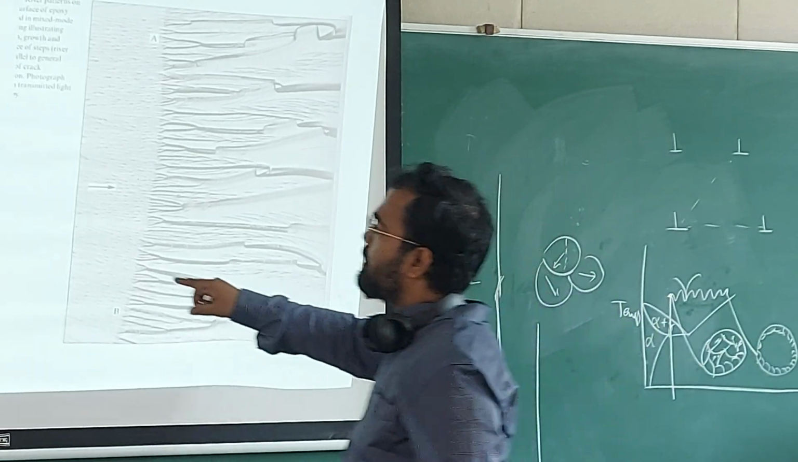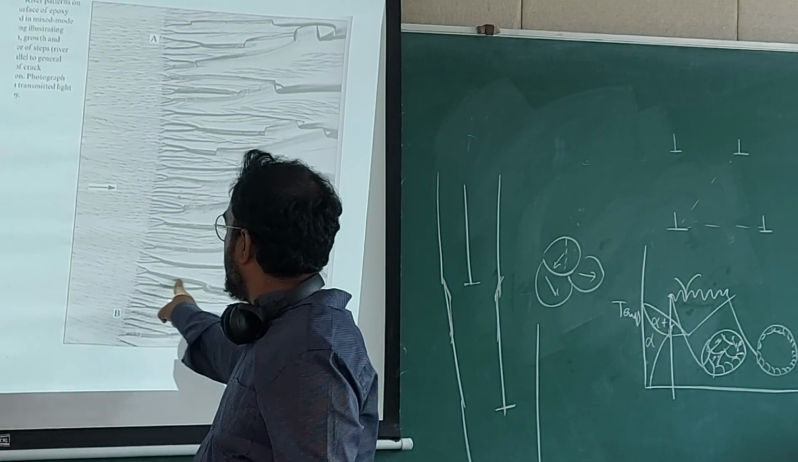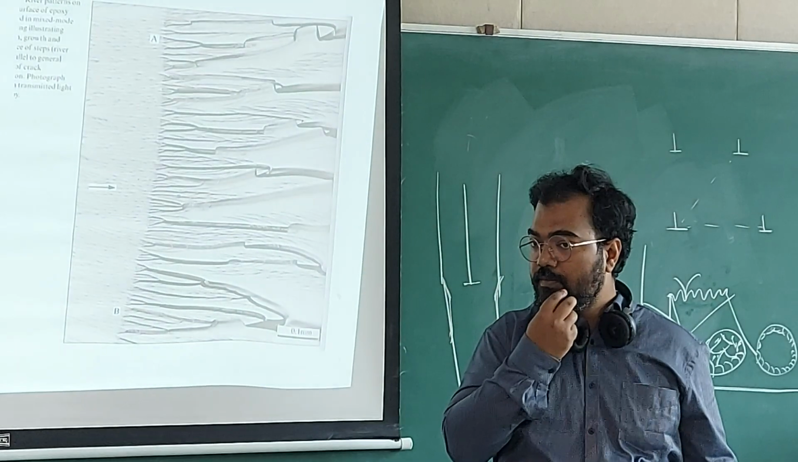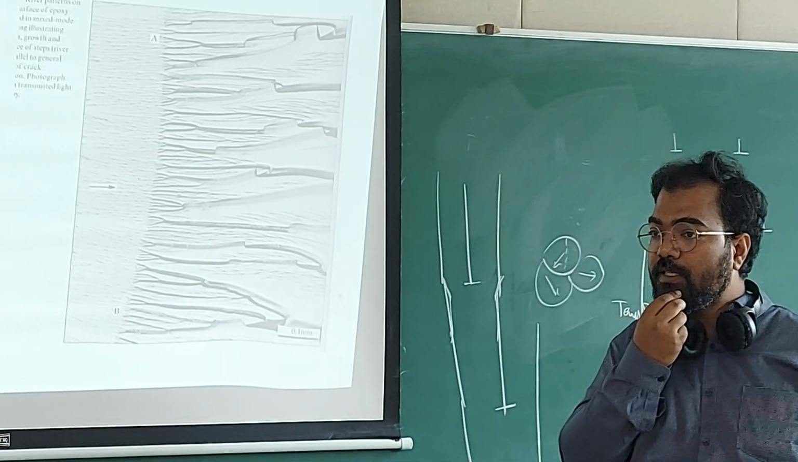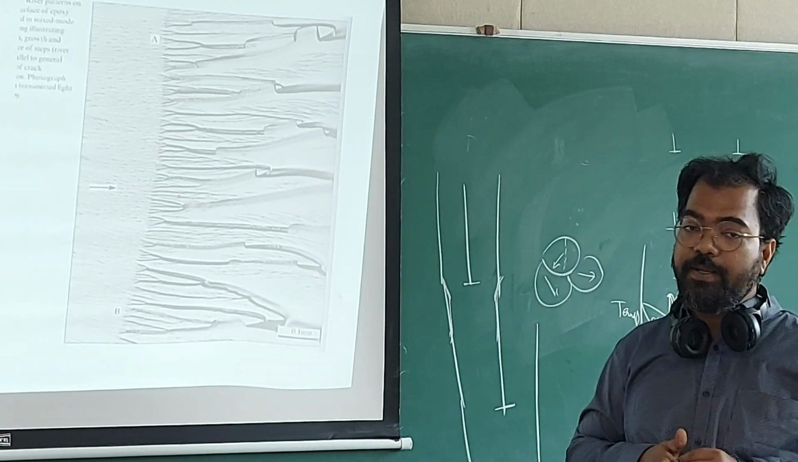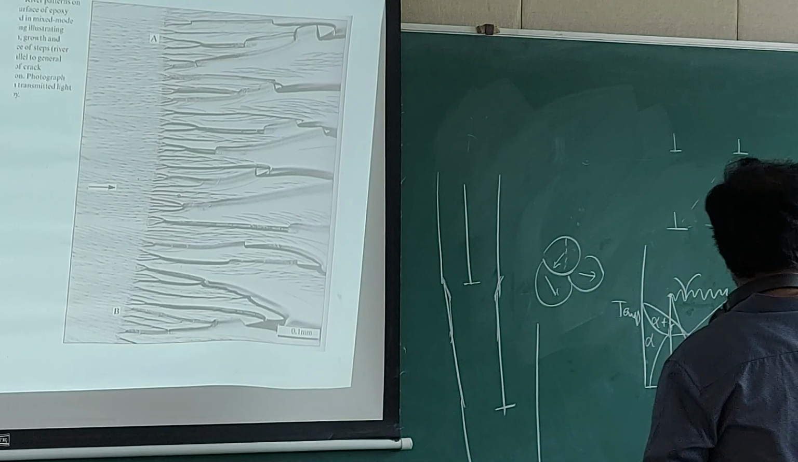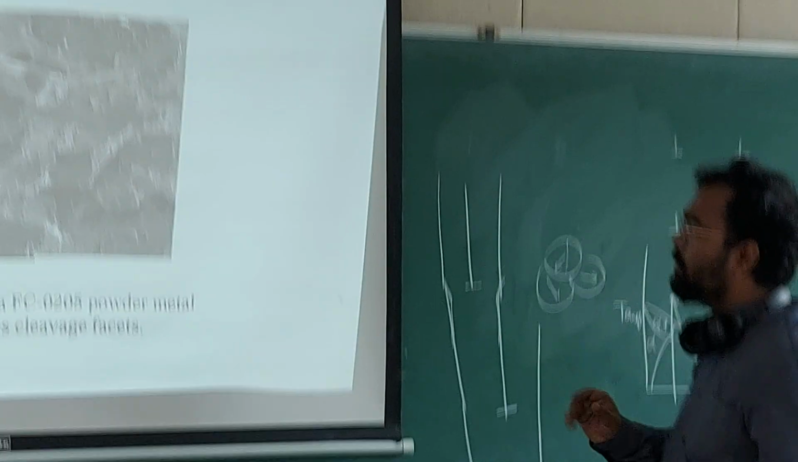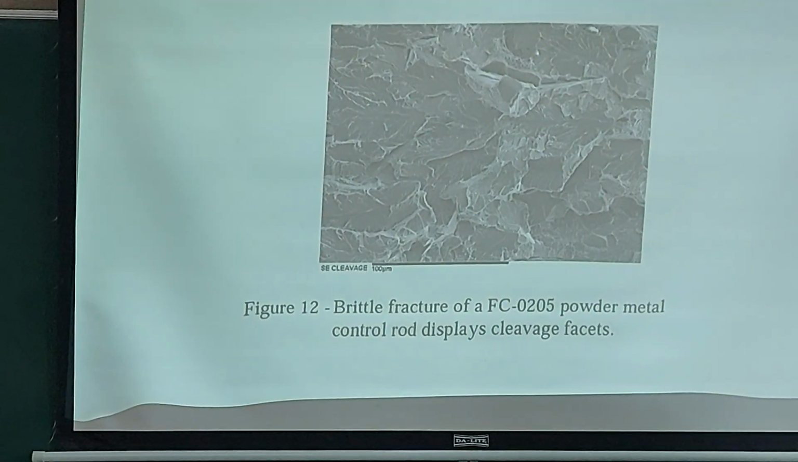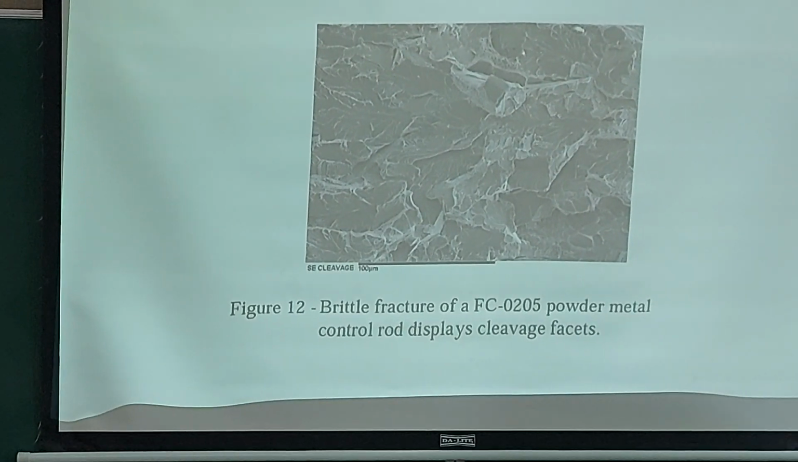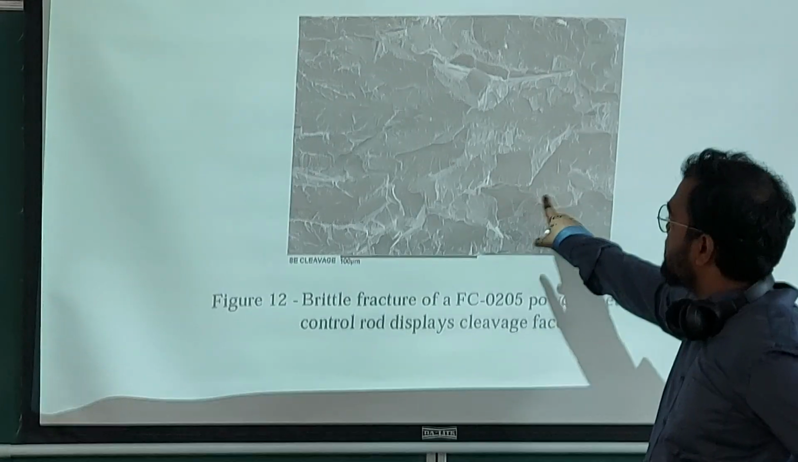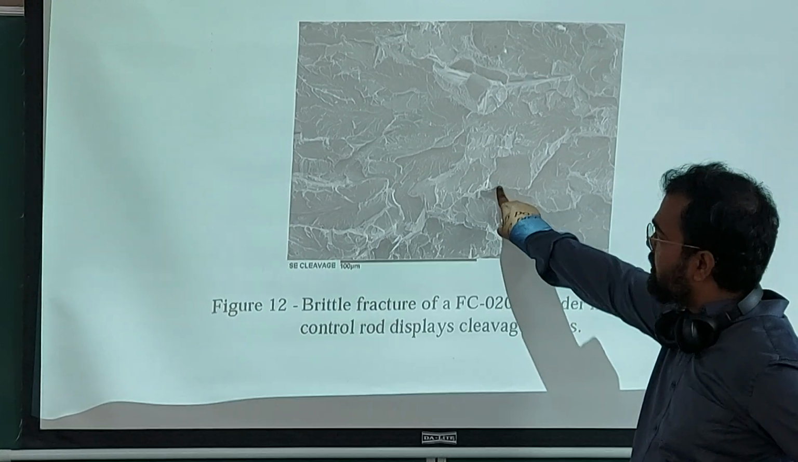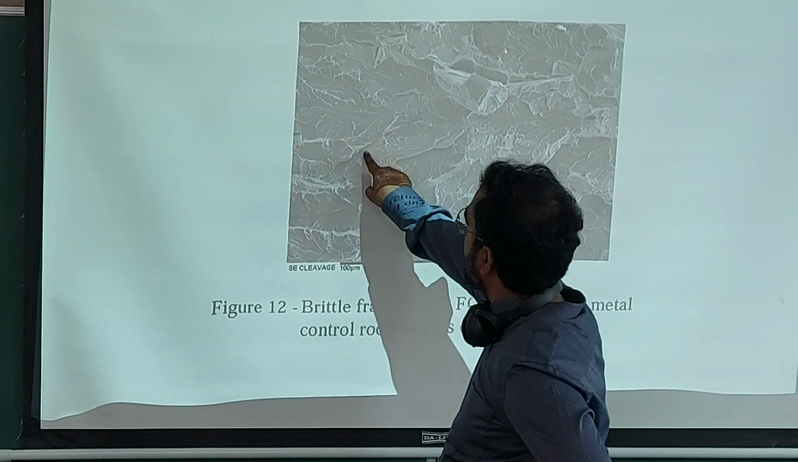and this step formation will be prolonged to a certain distance, and that looks like a river pattern, especially when the river forms a delta. Okay. And this is how the brittle fracture will look like, the real brittle fracture. So you have these river lines, okay, and then you have step formation. These are called cleavage tongues. These are cleavage tongues, okay.